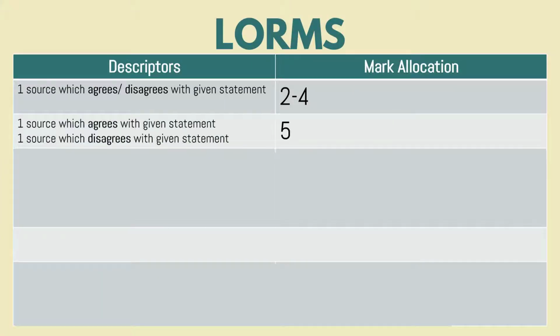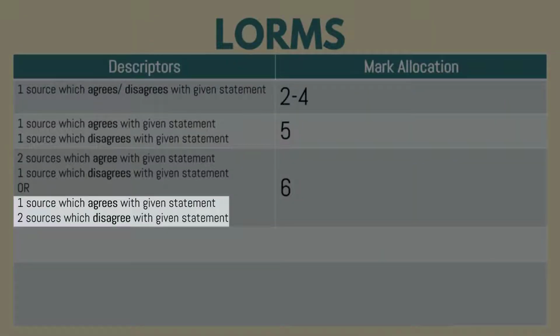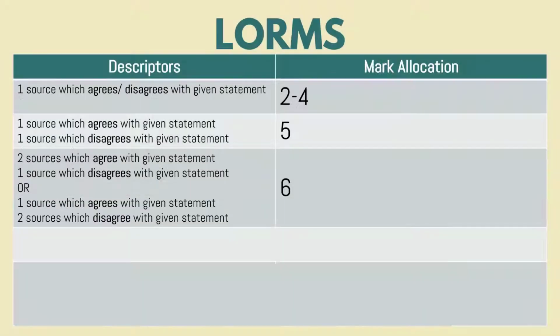For one source that agrees and one source that disagrees, we'll be getting 5 marks. And that will be the score to beat because you need to pass, right? So next we talk about 6 marks, where we have 2 sources which agree and 1 source which disagrees, or 1 source which agrees and 2 sources which disagree. And this is important because we're now dealing with 3 sources.